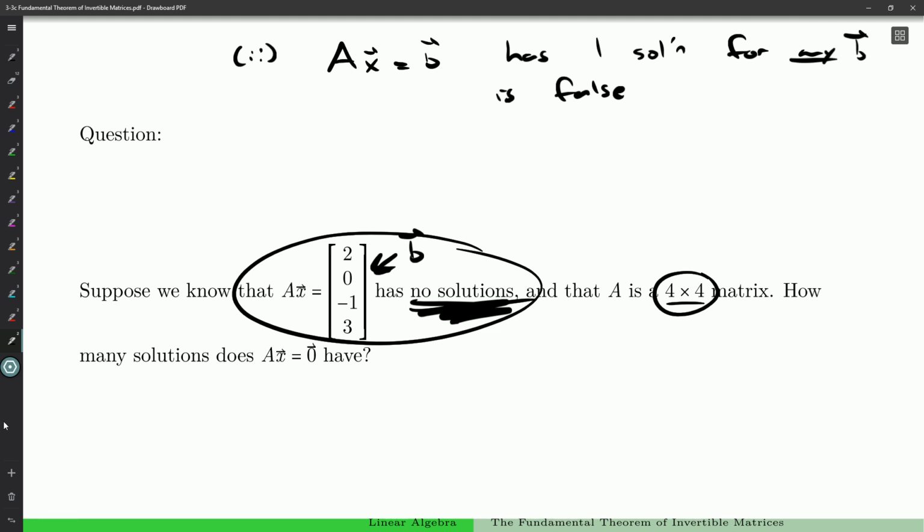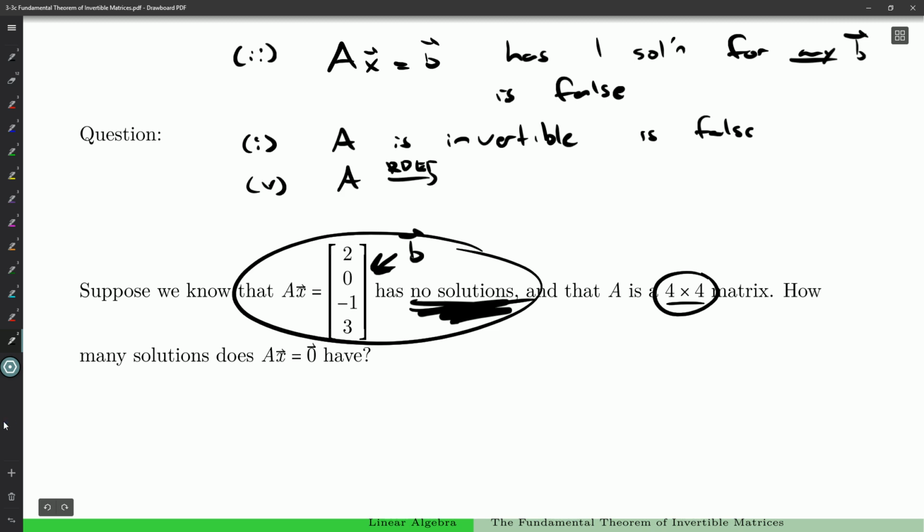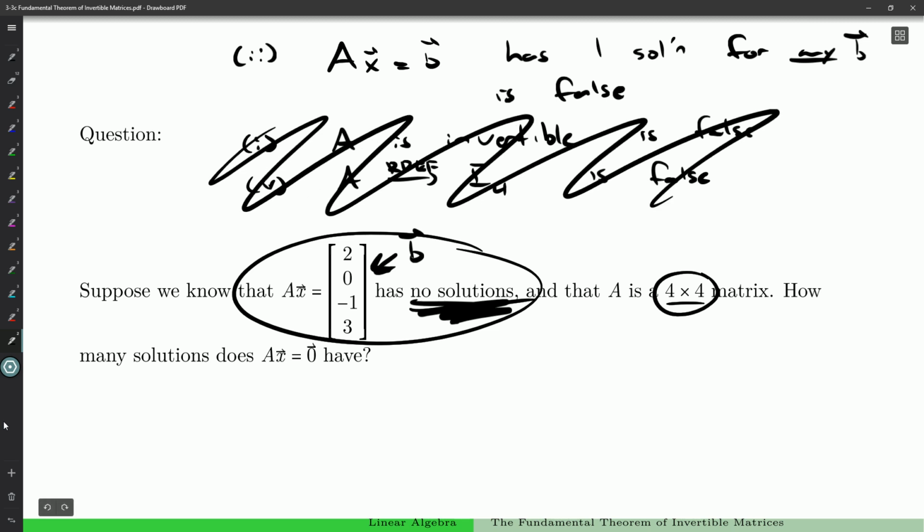Well, if 2 is false, then, for example, 1 is false. Okay, so what did 1 say? A is invertible. Is false. Or 5 is false. A row reduces to the, I guess, 4 by 4 identity. This is also false. So I know A isn't invertible. A doesn't row reduce to the identity. Now, do any of these help? Well, these ones don't help, but they are still results that we can say. What are we asked about?